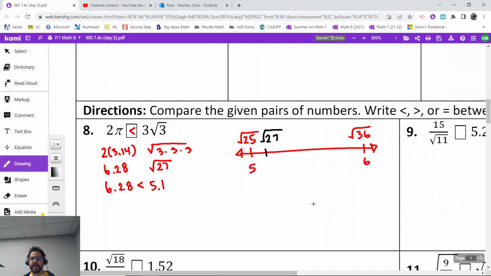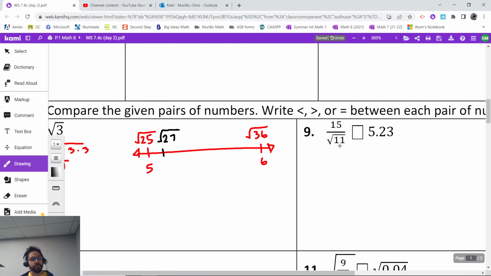So on number 9, you're going to go ahead and figure out what the square root of 11 is. Maybe look at your notes. Do a little bit of division, and then compare the two.